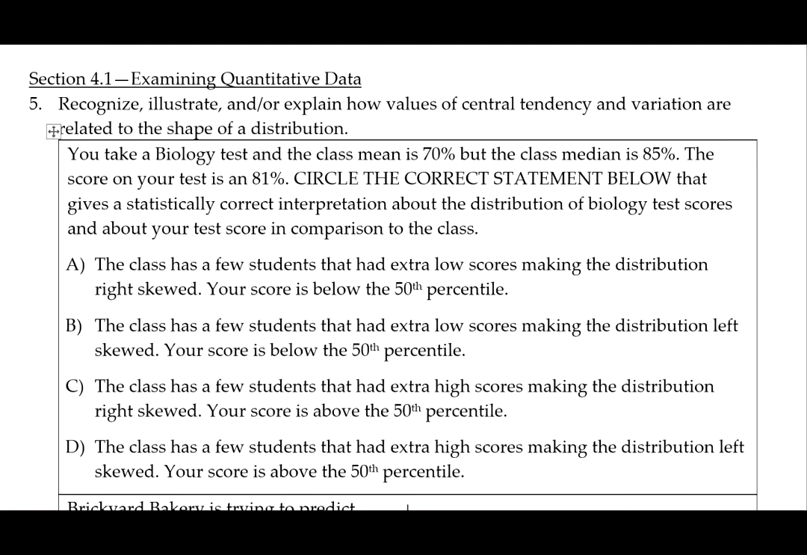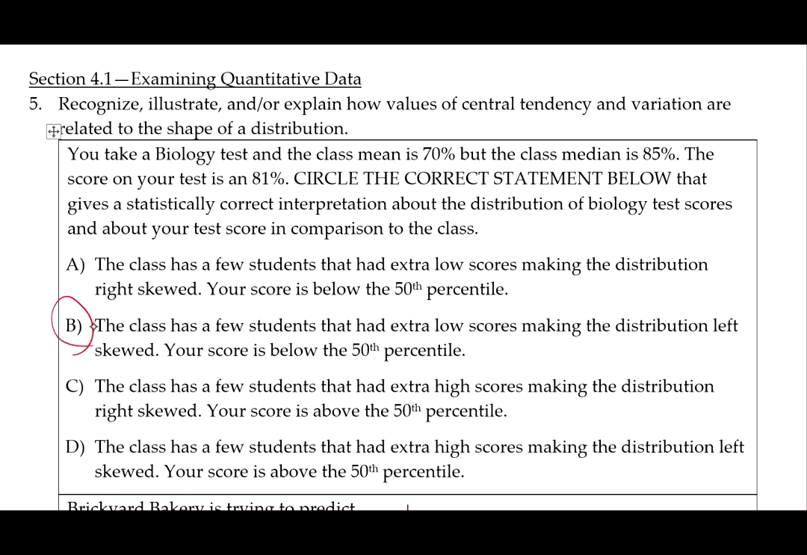Let's look at these possible answers. The class has a few students that had extra low scores, making the distribution right skewed. Well, there are going to be extra low scores, but that makes the distribution left skewed, as we talked about. Okay, let's look at answer B. The class has a few students that had extra low scores, making the distribution left skewed. So far, so good. Your score is below the 50th percentile. Well, my score is 81%, which is below the median of 85%. And remember that the median can also be called the 50th percentile. So that's our correct answer.